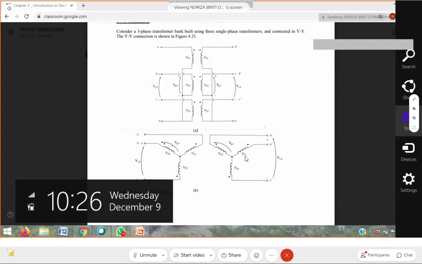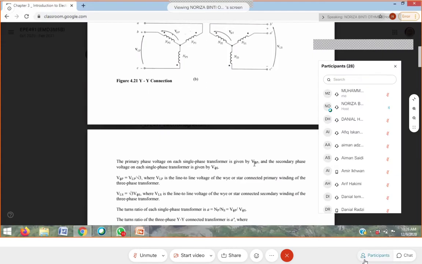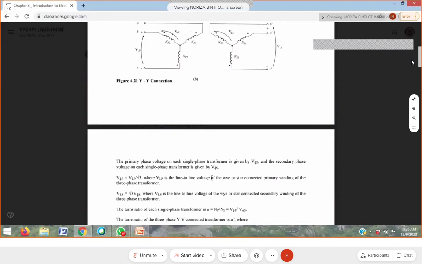Y to Y connection. The primary phase on each single-phase transformer is given by V phase P ataupun V1 lah ni. Okay, untuk single phase, last time kita buat single phase, so it's given by V phase P ataupun V1, and the secondary is V phase S ataupun V2. Okay, kalau kita nak compare dengan single phase kita buat last time tu. Okay, so V1 tu adalah V phase primary and V2 is V phase secondary untuk single-phase transformer. Okay, untuk this three-phase, V phase P, which is V1 lah.